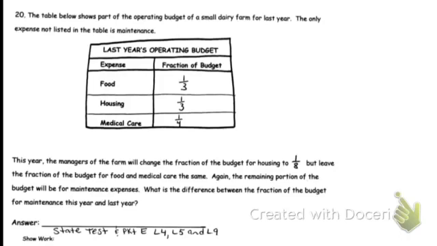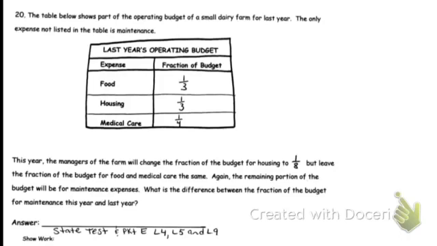Okay, here goes, question number 20. The table below shows parts of the operating budget on a small dairy farm for the last year. The only expense not listed in the table is maintenance. What on earth is an operating budget? I don't know the foggiest idea. But here's what I do know. There's a table. I see the table right here. I know that it shows whatever this operating budget is for a small dairy farm. So this is a farm that produces dairy, obviously like milk or cheese, things like that. It says the only expense not listed is maintenance. Okay, so maintenance is missing.